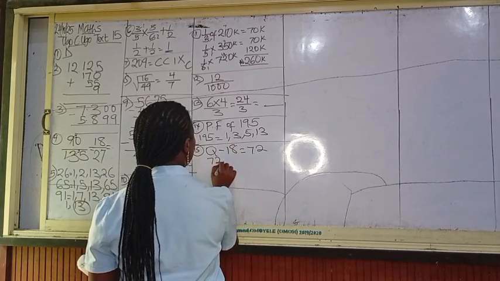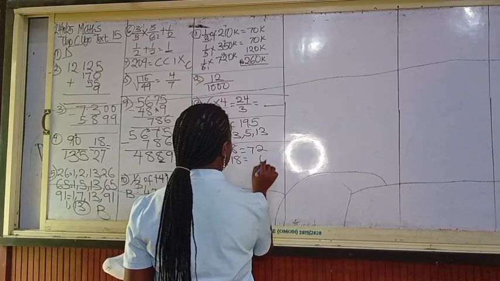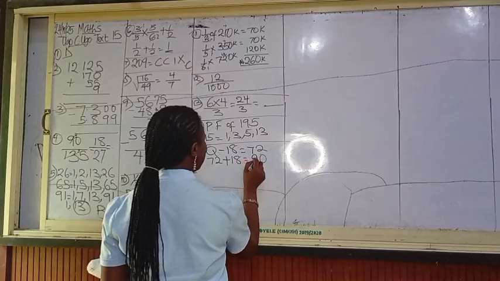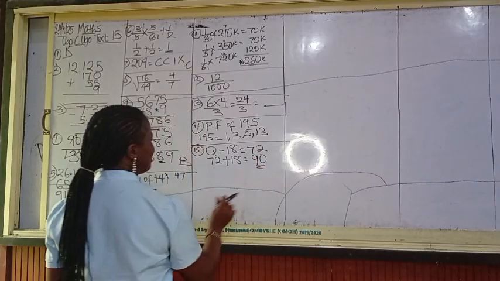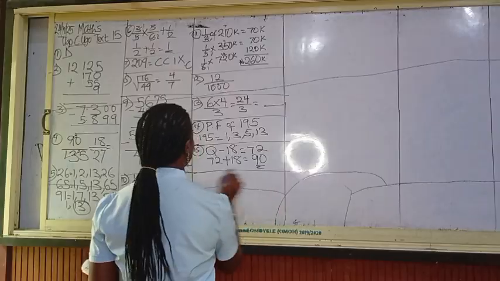So that will be 72 plus 18. 8 plus 2, that is 10. We are holding 1. 7 plus 1 is 8, plus that is 9. So our Q is 90. 90 minus 18 will give us 72.